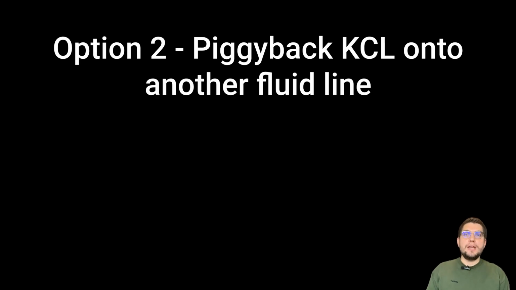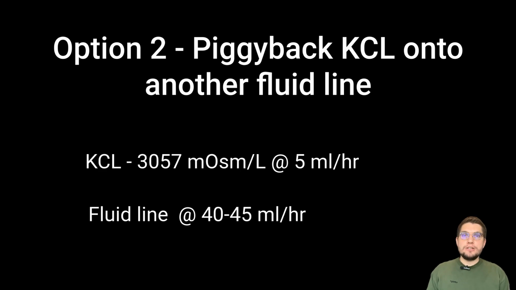Option number 2. You piggyback the solution onto another fluid line. This technique involves connecting the concentrated KCl solution to a fluid line running at a higher rate. For the original KCl solution running at 5 mL per hour with an osmolarity of 3,057 milliosmoles per liter, the primary fluid line must run at least at 40-45 mL per hour to bring the combined osmolarity below 650 milliosmoles per liter.